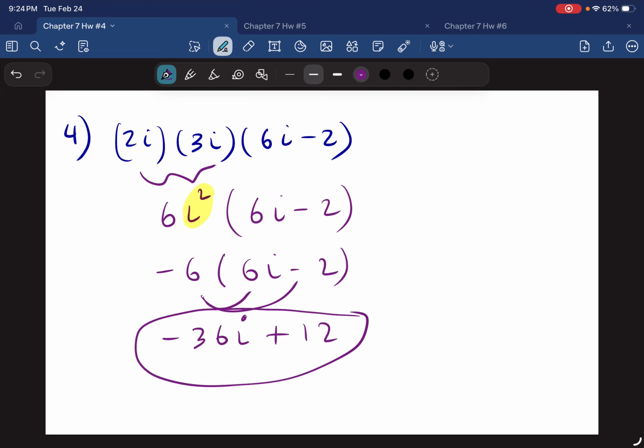Okay, and that's it. That's how you multiply imaginary numbers. So go ahead, start your classwork. Have fun.